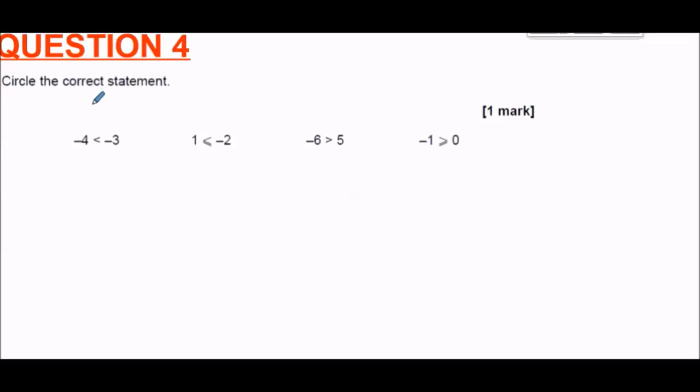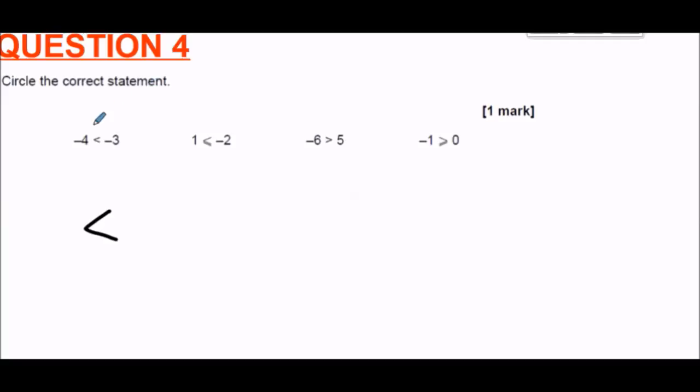Next, circle the correct statement. So I was always taught that the crocodile eats the bigger thing. So the open mouth needs to face the bigger number. And so if we have a look at these numbers, the crocodile needs to be facing the bigger one. Now, if you're talking about negatives, bigger means less negative.